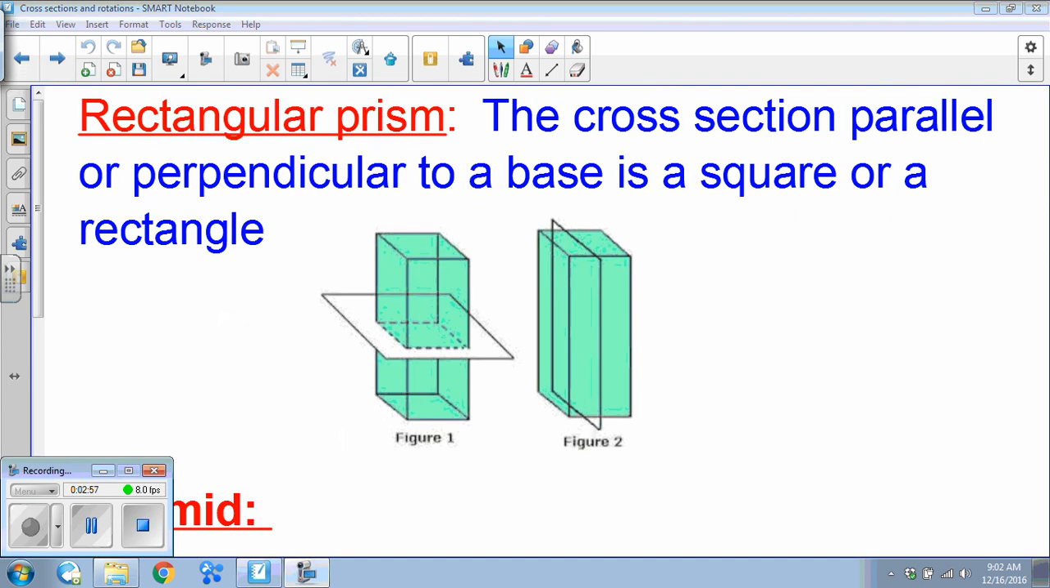Okay, if it's a rectangular prism, it doesn't matter how you slice it, parallel or perpendicular, it's going to create another rectangle. So it's either a square or a rectangle. If it's a cube, if you slice it, your shape is going to be a square, right? But if it's a rectangle, your shape is going to be a rectangle. All right?